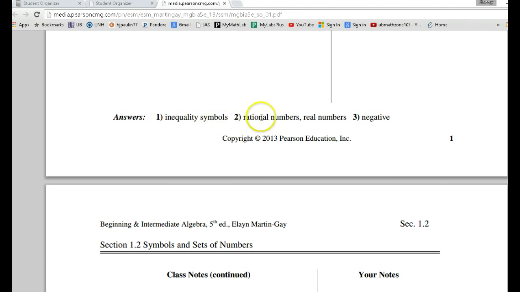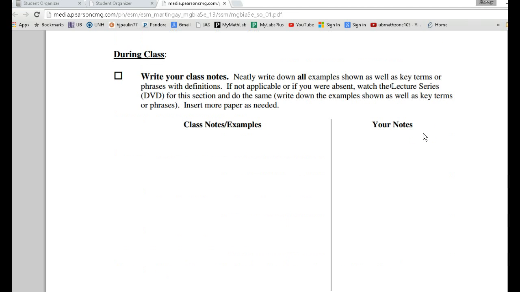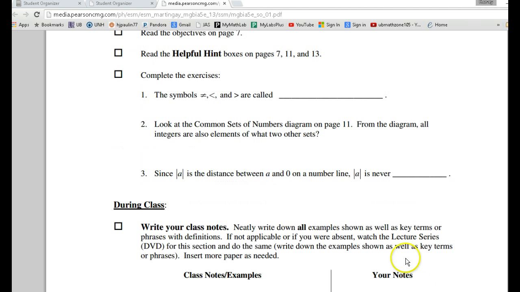And here they're giving us the answers. Oh, okay, so inequality symbols, and this was rational numbers and real numbers. We had said that, but I think I missed this number 3 there. Okay, oh, I see, I did.